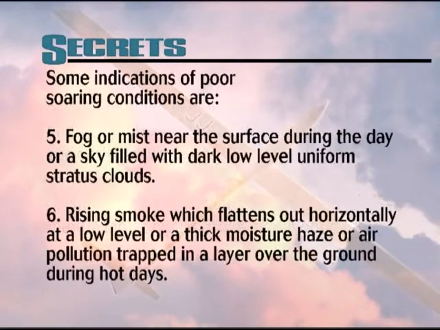Here are some indications of poor soaring conditions. Fog or mist near the surface during the day, or a sky filled with dark, low-level uniform stratus clouds. Rising smoke which flattens out horizontally at low level, or thick haze or air pollution trapped in a layer over the ground during hot days.